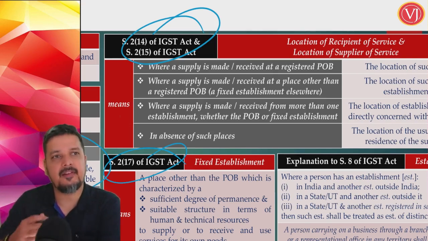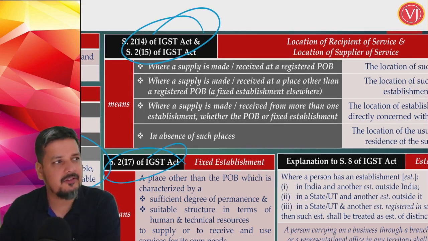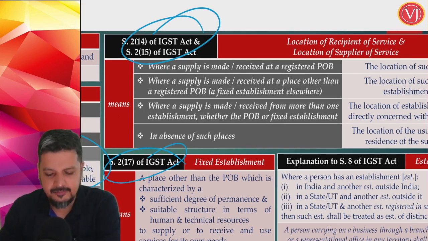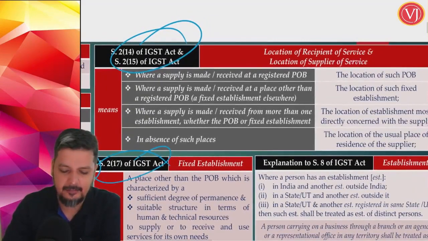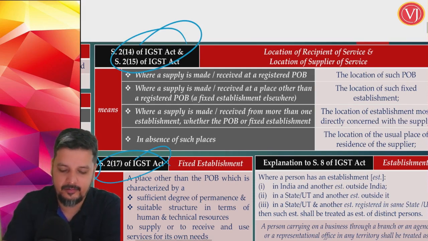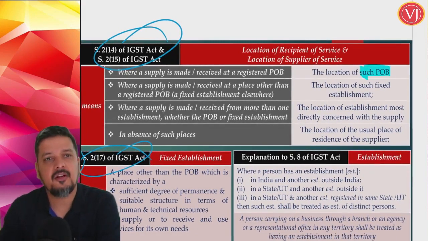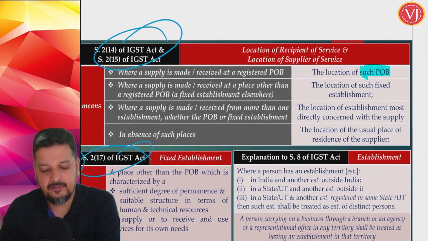For supplier, it is supply. For recipient, it is receipt. Same definition, same understanding. Where a supply is made or received at a registered place of business, that is your head office. It is the location of such registered place of business.